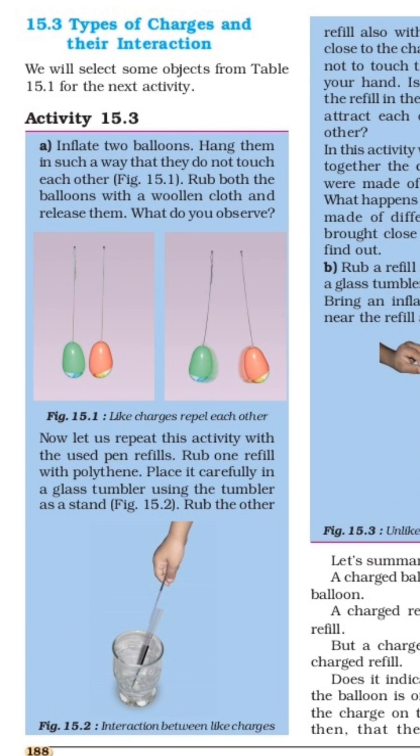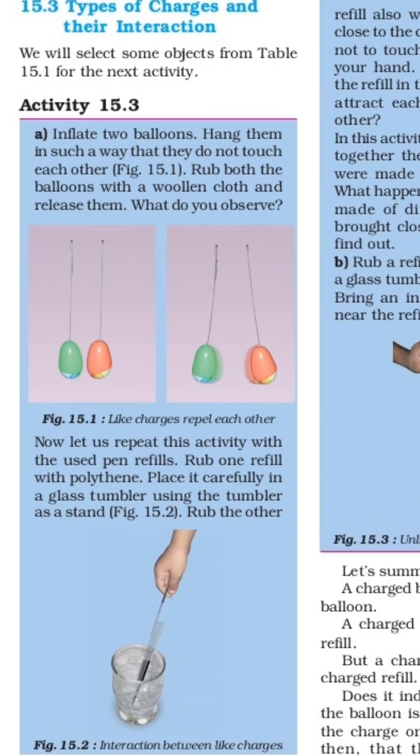In the last period, we learned about how objects get charged on rubbing. Today we will see the types of charges, how many types of charges there are, and the interaction between both of them. We will select some objects from table 15.1 for the next activity. Easy activities are there. You can do these activities at home also. Now see activity 15.3.